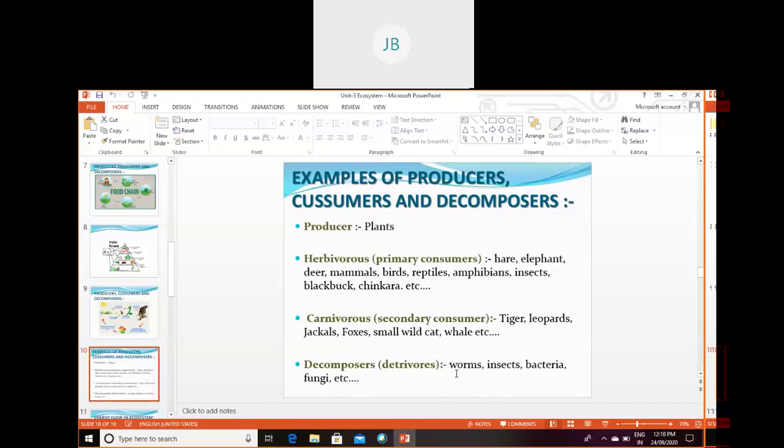Okay, so that's why these decomposers, although they are very small insects or worms or bacteria, microscopic organisms, perform a very important function in the ecosystem. So they are the most important part of the ecosystem.